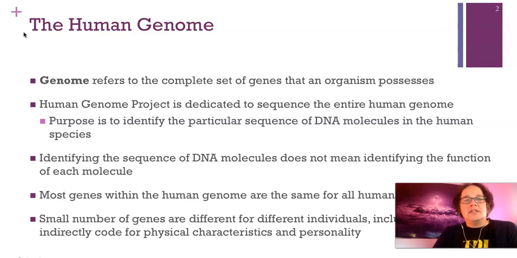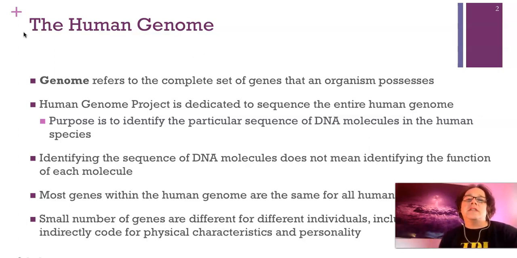So the Human Genome Project has been going on for quite some time. This is a project dedicated to sequencing the entire human genome. In particular, the purpose is to identify the particular sequence of DNA molecules in the human species. And it was in 2000, I believe, that scientists had completed basically the first draft, or the rough draft, of the human genome. And this was pretty remarkable. People thought this was going to take decades and decades to do. It actually was accomplished pretty quickly. Technology tends to speed things up, because technology tends to speed up exponentially.